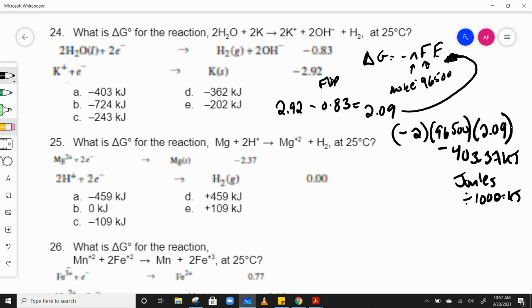So when you do this, then divide by 1,000. And the answer is A, negative 403.